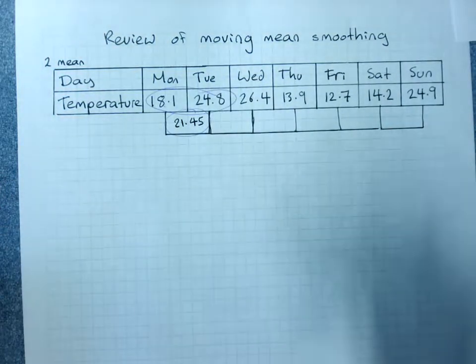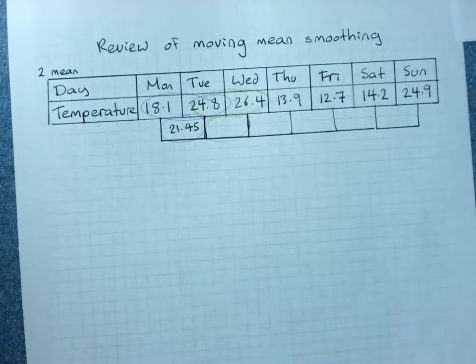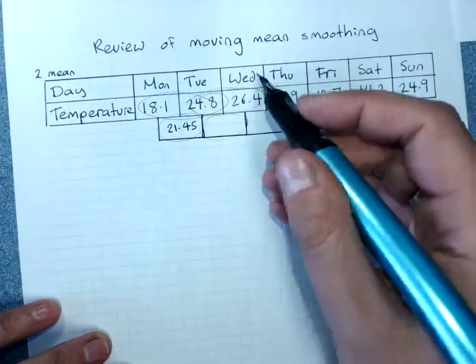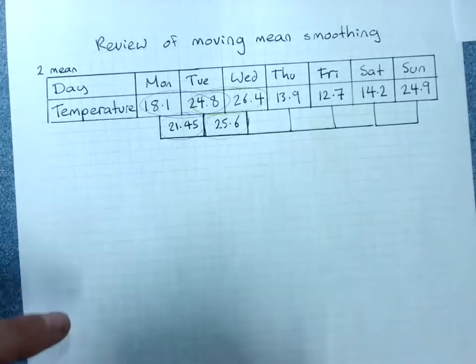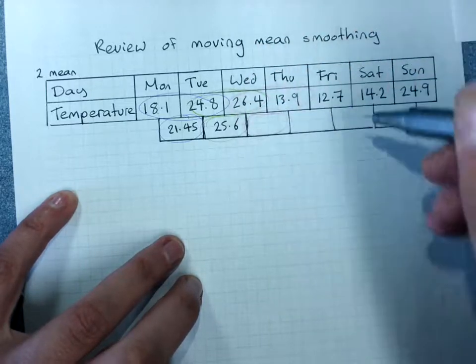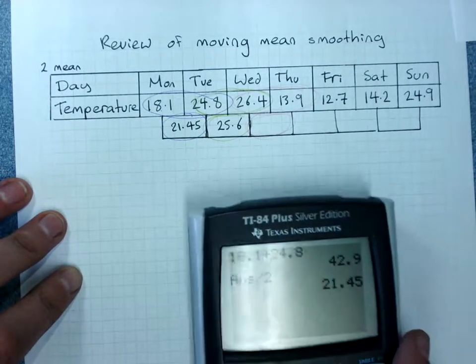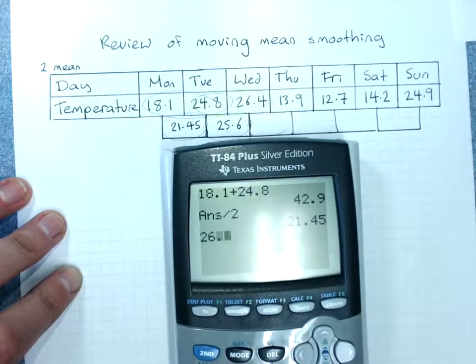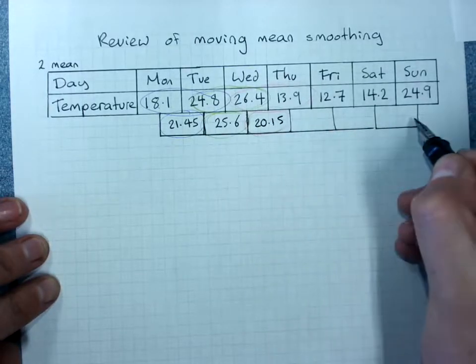The next pair would be Tuesday and Wednesday, and that goes here between Tuesday and Wednesday. And 24.8 plus 26.4 divided by 2, we've got 25.6. So we keep working our way along. If we need to do the whole set, this is Wednesday, Thursday, it goes here. So 26.4 plus 13.9, 20.15. And we'd keep that up all the way along.